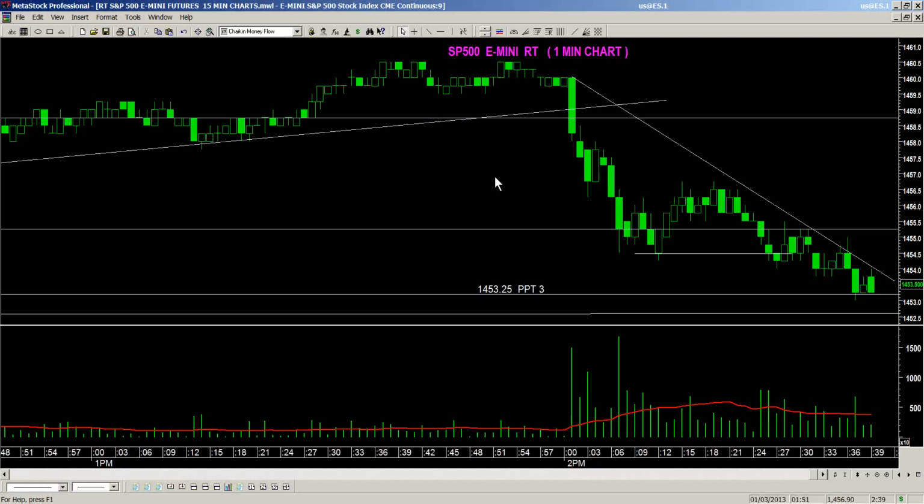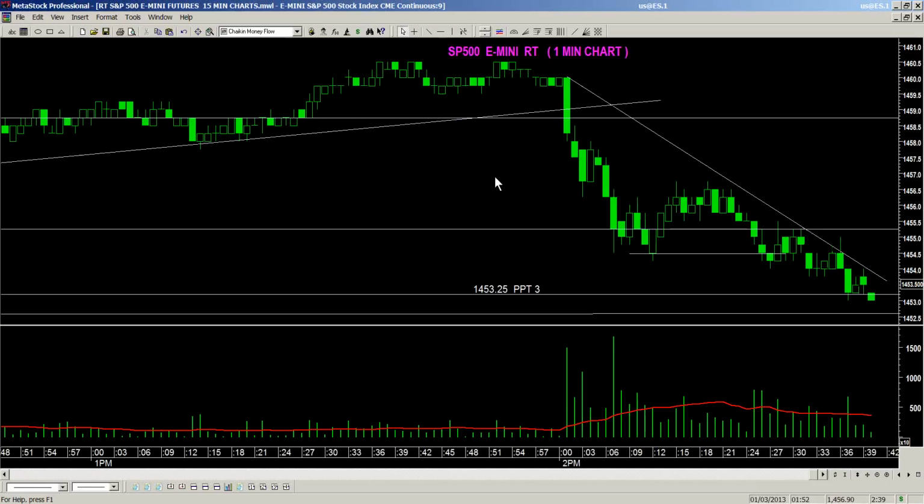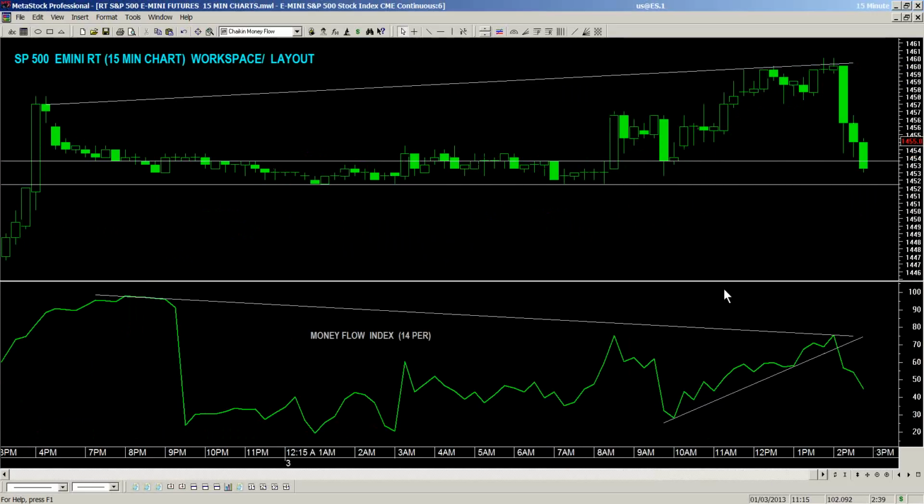Here we are. 1458.50. There we are. Another break. Let's see how this bar closes. The overall momentum on the 15-minute charts is still to the downside. Let's go see what they have to say.